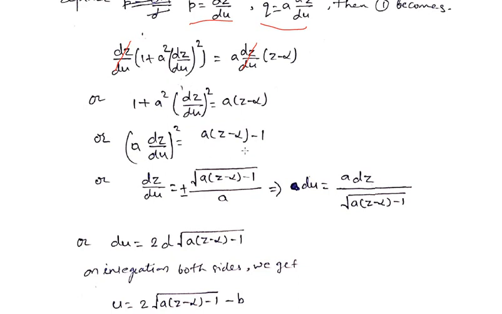From here, divide the whole equation by a² and taking square root, we get dz/du = ± √(a(z − α) − 1) / a, or we can rewrite it as du = a / √(a(z − α) − 1) dz.